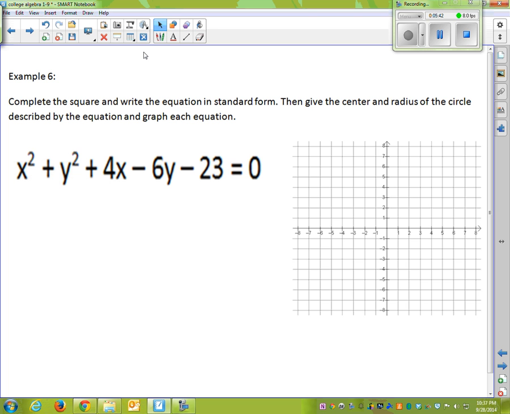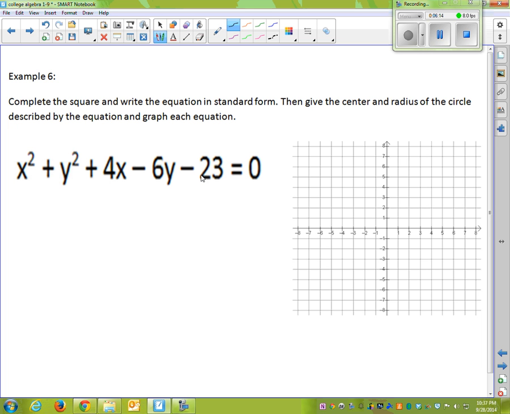This is the general form of the equation. The general form of the equation is when everything is set equal to 0. In my standard form, x and y are on one side. Now everything's on one side. So what I need to do is use completing the square that we learned back in the beginning of the year to write this in standard form, which will give me the center and the radius that I need.